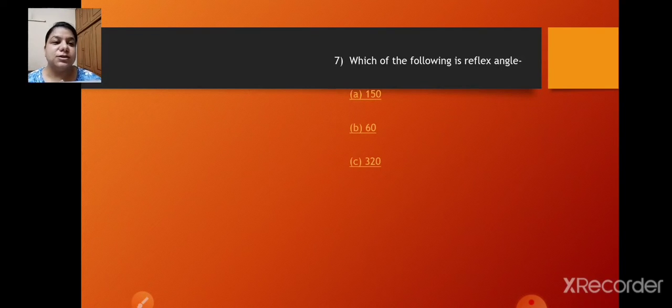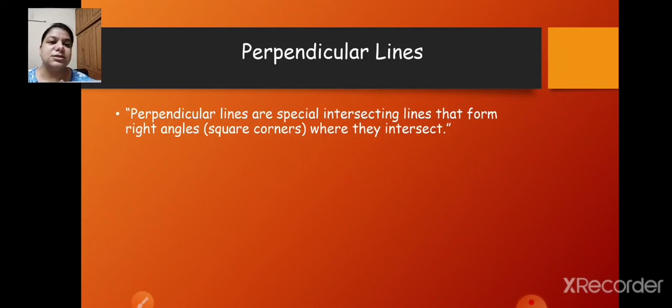Which of the following is a reflex angle? Is there any reflex angle? Just check, more than 180 degrees. Yes, it is 320 degrees. So reflex angle, remember, is more than 180 and less than 360 degrees.